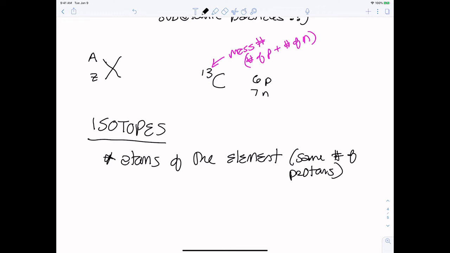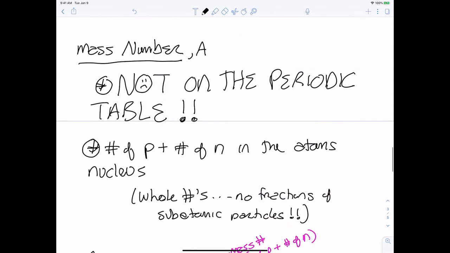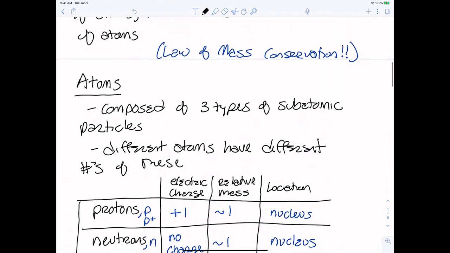So isotopes are atoms of the same element with different mass numbers. And since they have different mass numbers and their number of protons are the same, what's different? Yeah, good. Different number of neutrons. Because they have a different number of particles in their nucleus, their actual mass, if you were to weigh them, is different.